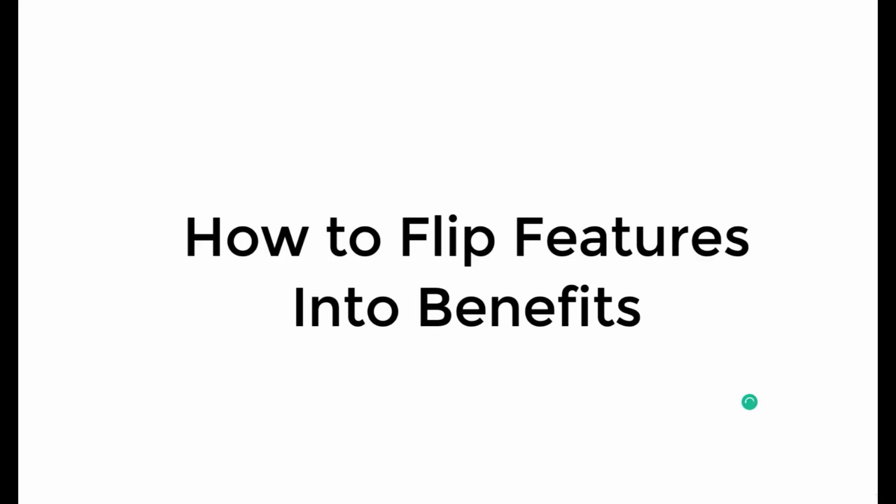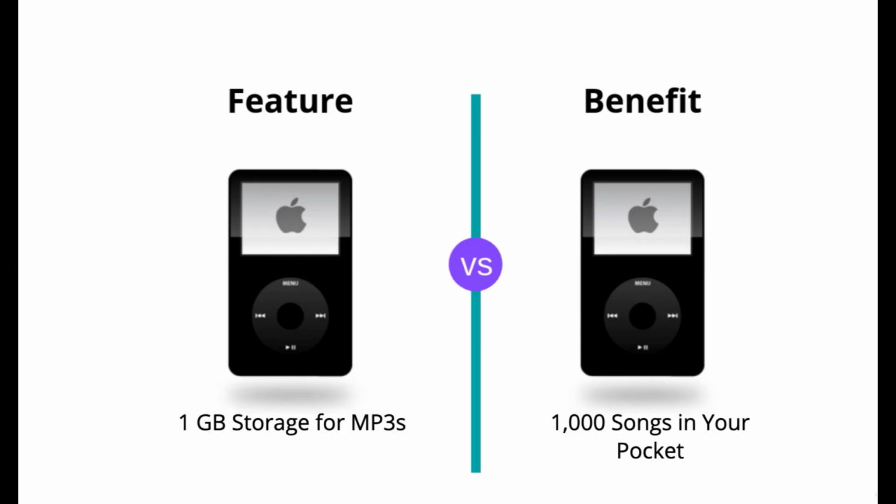So feature tells, benefit sells. All right, so again, feature tells but benefit sells. So in this video I'm going to show you how to flip features into benefits, and that's one of the best examples all the time. All right, so this really makes your digital marketing a success. Okay, so for example, why didn't they say we have 1 GB of storage for MP3s? Remember these iPods before? So that was a feature they presented as a benefit for customers. 1,000 songs in your pocket, and so it's a brilliant example.